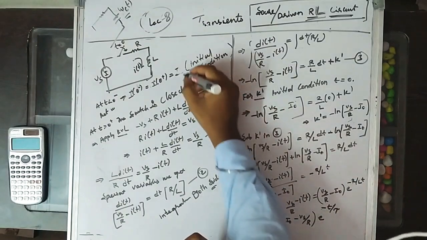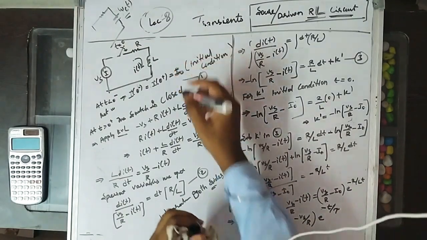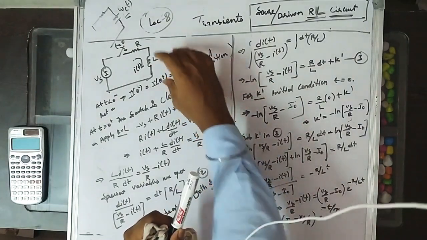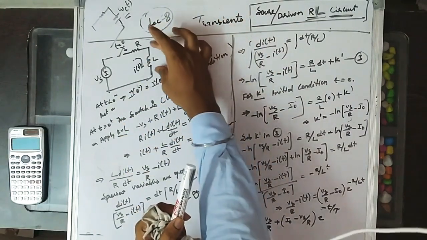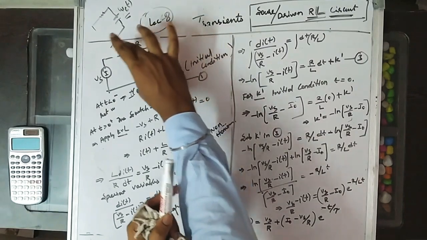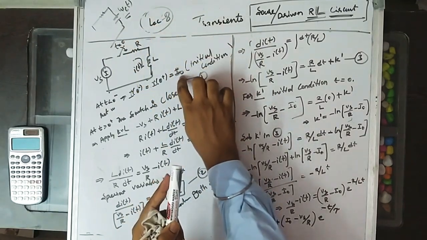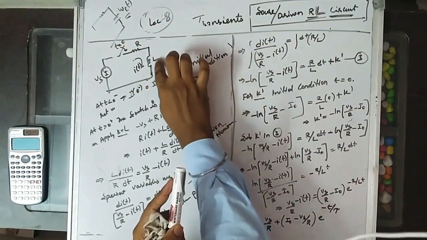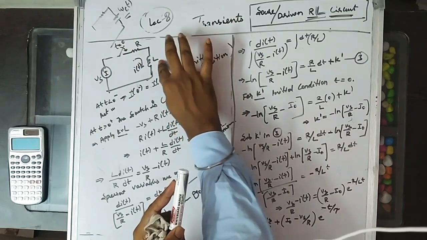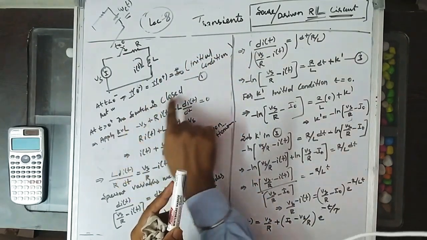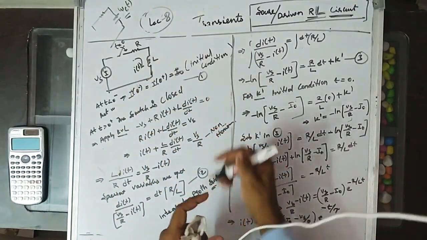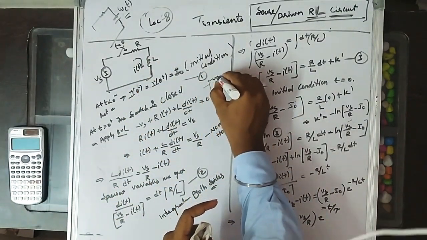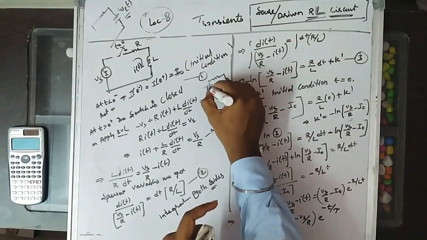So the current through that inductor is I0. This means the inductor was already charged to current I0 before the switch operates. That is the meaning of the initial condition: the current through the inductor is I0. Now after the switch is closed, the circuit will become what? A normal closed circuit.